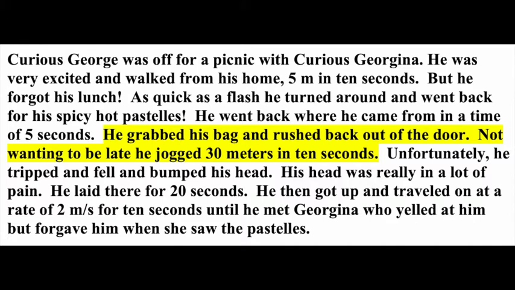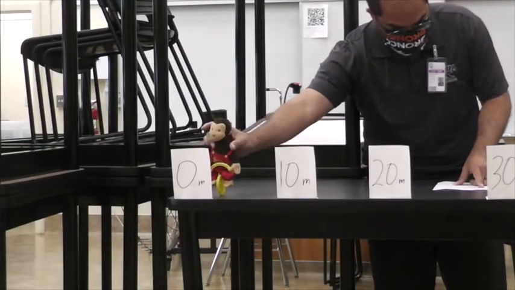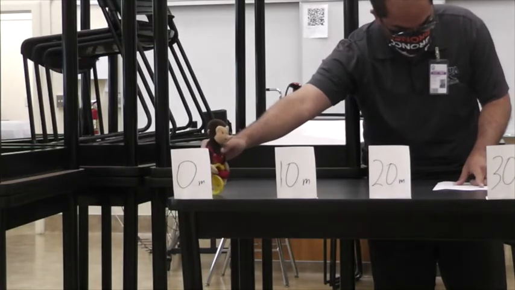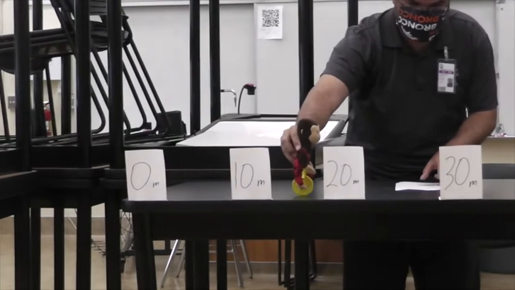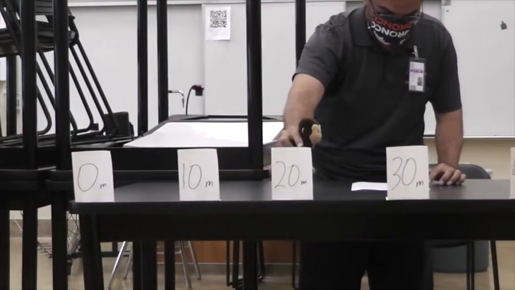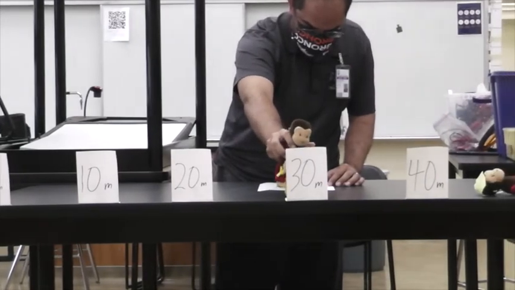Not wanting to be late, he jogged 30 meters in 10 seconds. So he's gonna go from 0 to 30, right? And that's just gonna take 10 seconds. So he's literally gonna go, and this is gonna take 10 seconds. But Curious George is moving forward to the 30-meter position, and that's where he is.